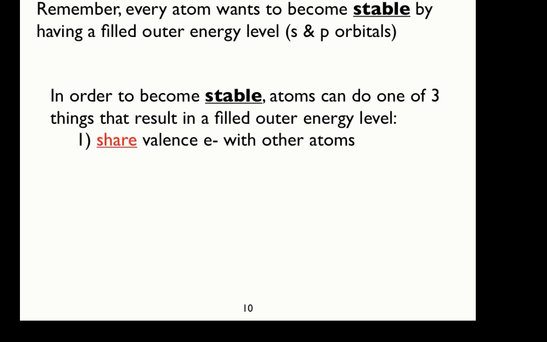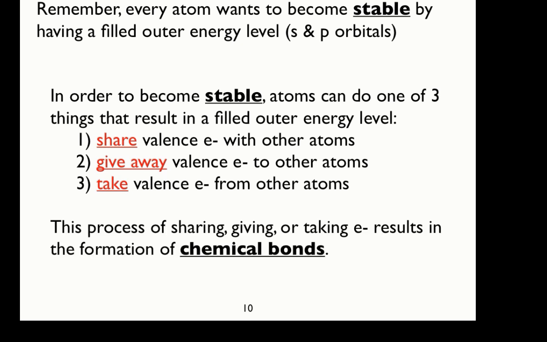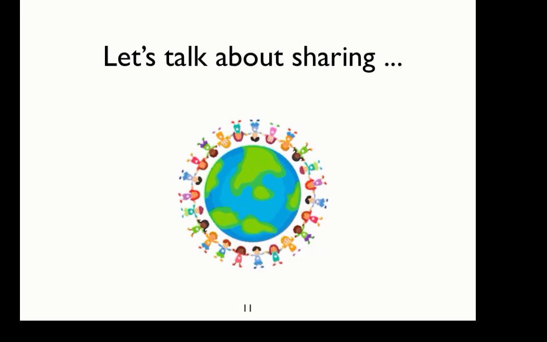So they can do one of three things in order to do this. They can share valence electrons with other atoms. Those are the most friendly atoms, the sharing ones. They can give valence electrons away to other atoms to get rid of some of the ones they have, or they can take valence electrons from other atoms. So this process of giving electrons, taking electrons, or sharing electrons is what causes chemical bonds to form in the first place.